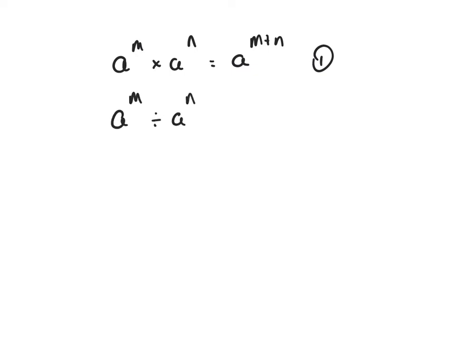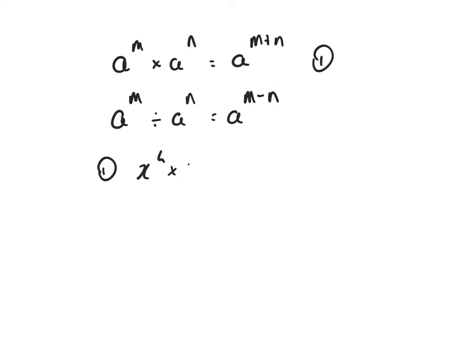Okay, we're going to do a review of indices and rules of indices, starting with our first rule: a to the power m multiplied by a to the power n is a to the power m plus n. We call that rule 1 of indices. And then a second one, a to the power m divided by a to the power n is a to the power m minus n. So let's use these two rules with a few examples.